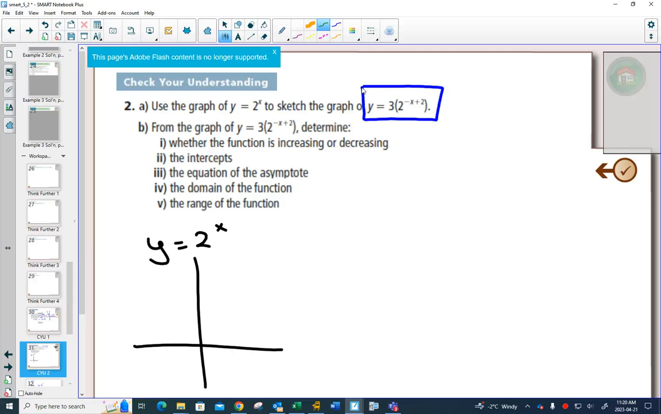The base is 2. So our regular 2 to the x graph, well, all regular exponential graphs have an asymptote at y equals 0. They have the point 0, 1. And since the base is 2, this one has 1, 2. So there's my 2 to the x graph.